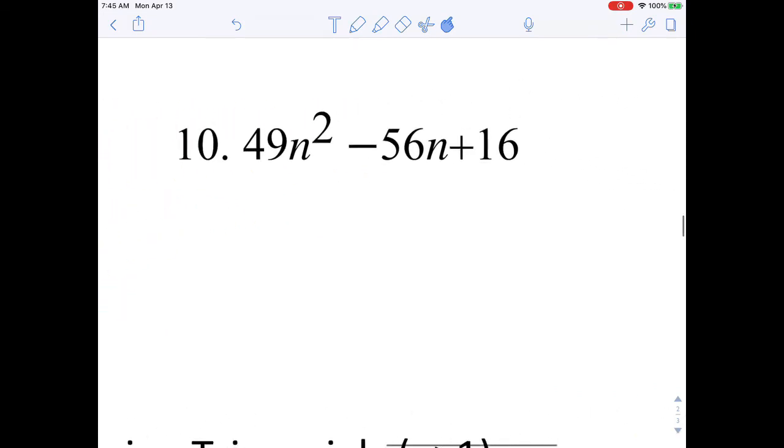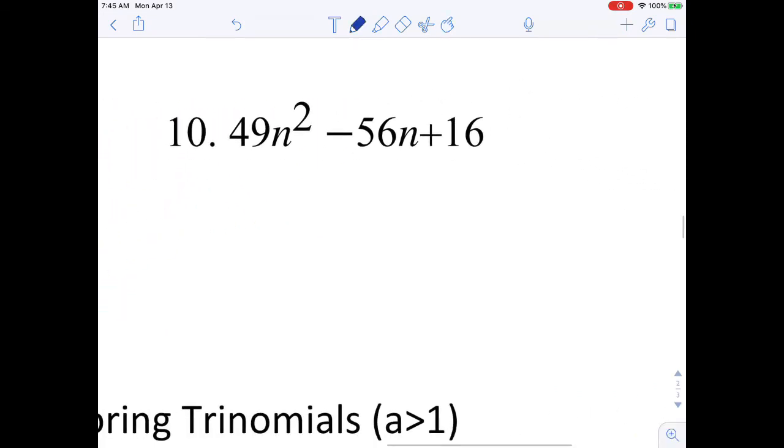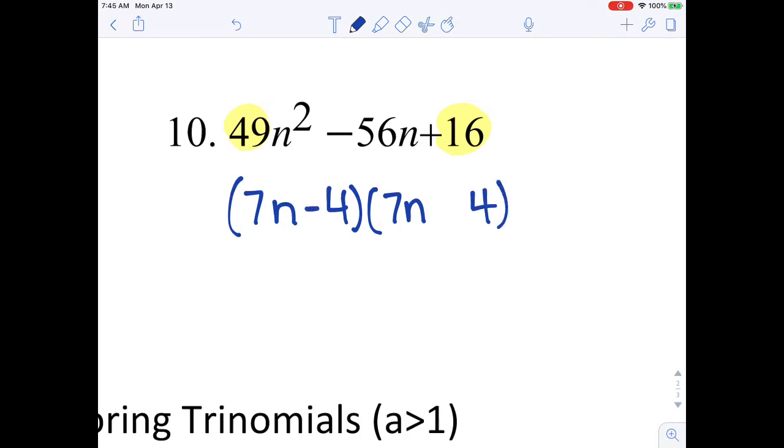Okay, and this last one, again, 49 is not a factor, so I do see that 49 and 16 are both perfect squares. So it's the square root of that, and the square root of 16. And the sign of the middle term. This is part 1 of factoring.